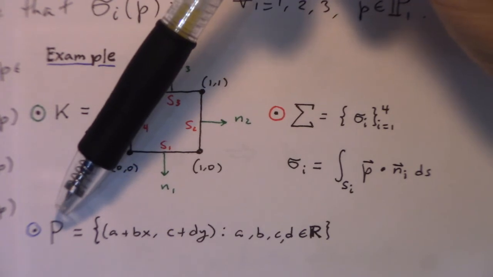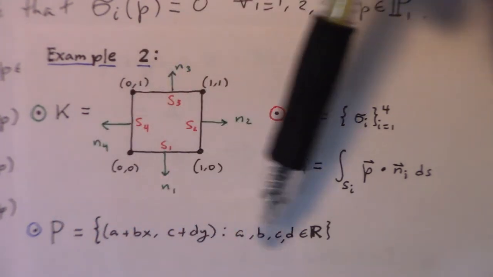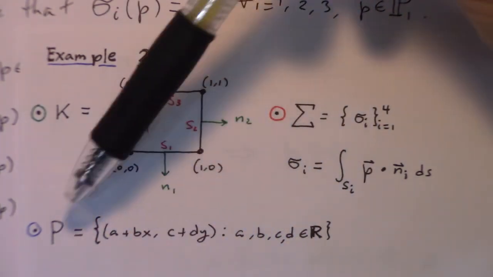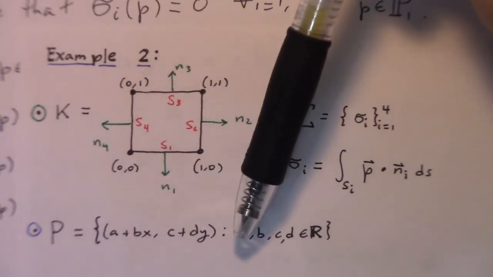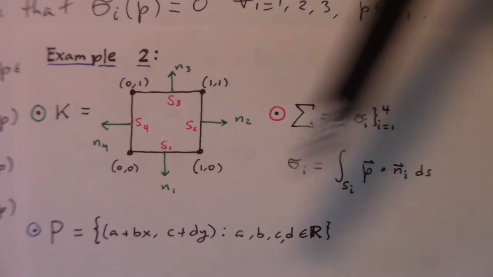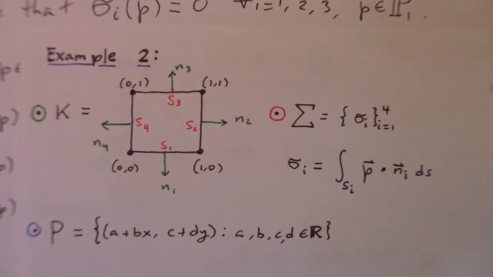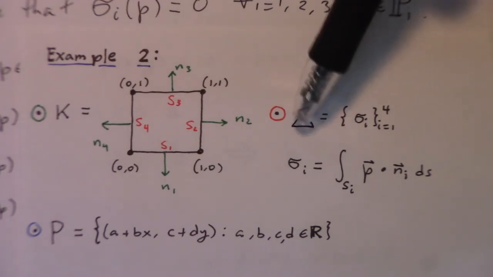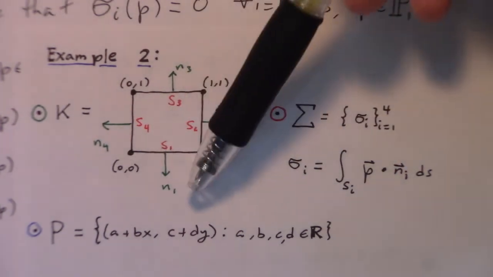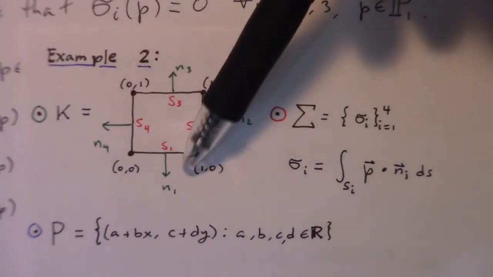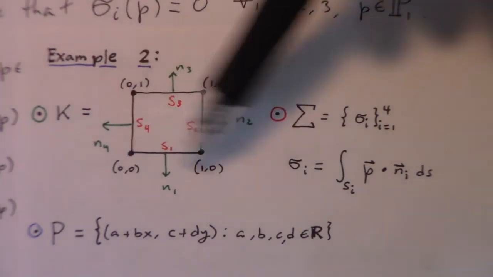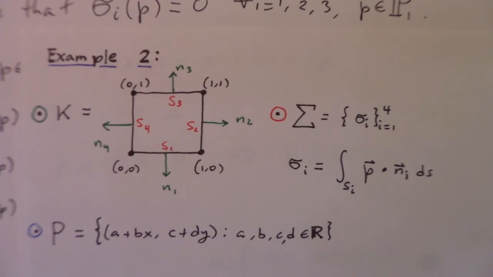Our function space is going to be P, so that's going to be this space here. Now if you notice, this is actually vector valued functions. So a plus bx, c plus dy. A, b, c, d are real numbers. And our linear functionals are defined as such: it is the dot product with the normal vector and then integrate over the side. So we are doing these line integrals of our shape function.